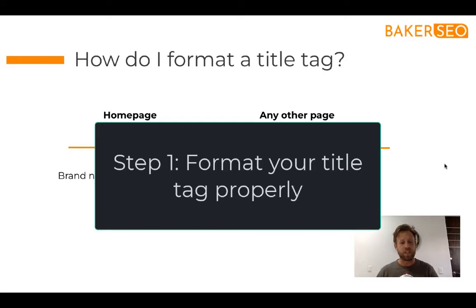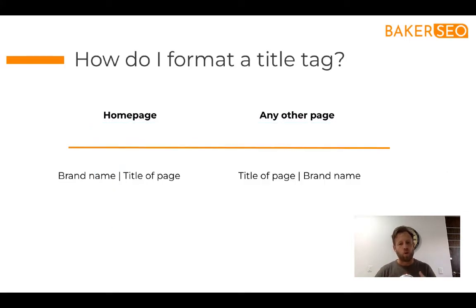So the first thing that we need to do is figure out how to format our title tags properly. And this is fortunately really, really easy. There's only 2 ways to format a title tag, one for the homepage and one for literally any other page on the site. So for the homepage, what you're going to do is put your brand name first, and then you're going to put that little separator, which is a pipe in this instance, and then the title of your page, which is going to be the title tag.